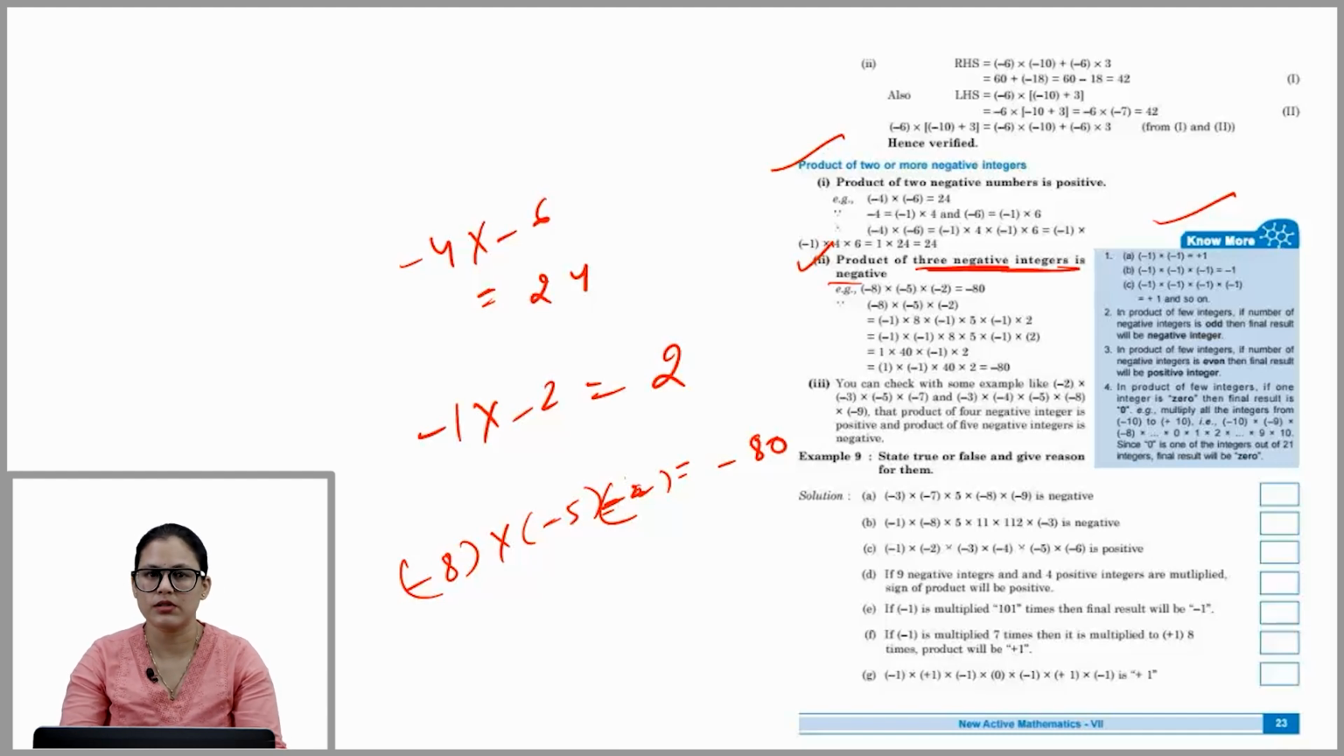-1 into -1 is equal to +1. Then here -1 is multiplied 3 times, the answer is -1. Here -1 is multiplied 4 times, so the answer is +1, and so on. So number 2, in a product of a few integers, if the number of negative integers is odd, then the final result will be a negative integer. Number 3, in a product of a few integers, if the number of negative integers is even, then the final result will be a positive integer, which I just told you. And number 4, in a product of a few integers, if one integer is 0, then the final result is 0. Example, multiply all the integers from -10 to +10. Since 0 is one of the 21 integers, the final result will be 0.